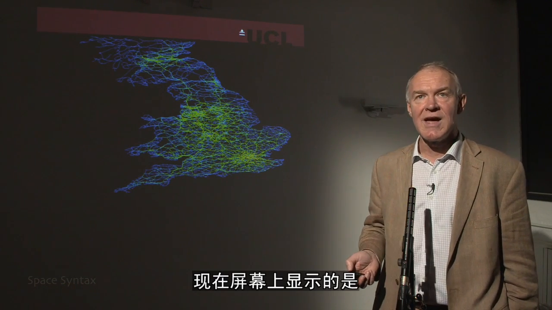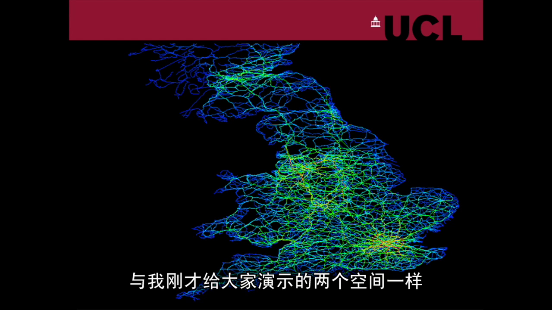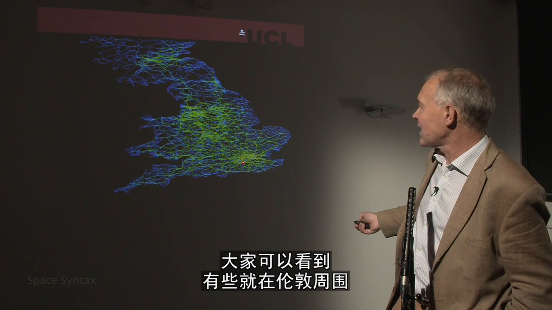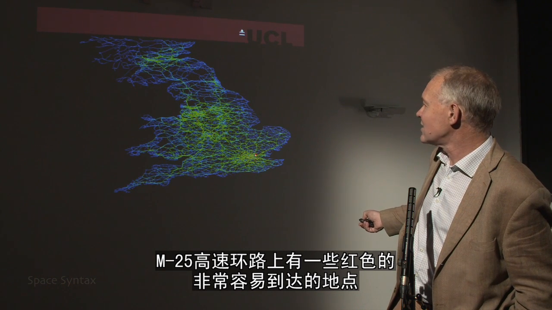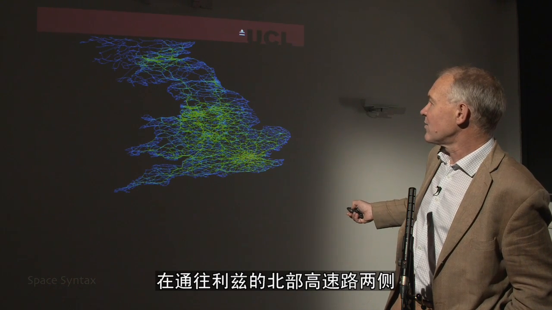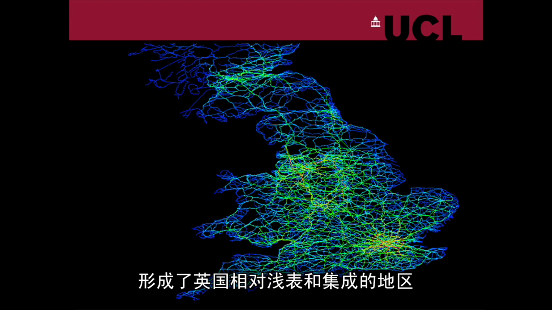What you have on the screen now is an image of the whole of the UK with its main road system. This major road system is something which has a structure, a morphology in just the same way as those two spaces I've just showed you, in that they are part-whole relationships. There are certain pieces of space in the system that are closer to all others and that are more accessible. You can see some of them actually around London here, the M25 motorway, in which there are some red, very accessible locations, others up here in Manchester, across the Northern Way towards Leeds. In these areas, the pattern of the road system gives rise to relatively shallow and integrated parts of the map of the UK.